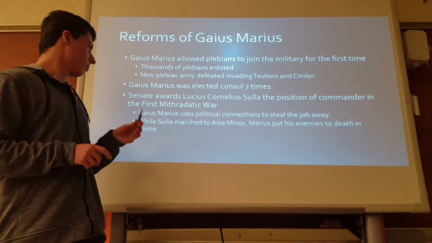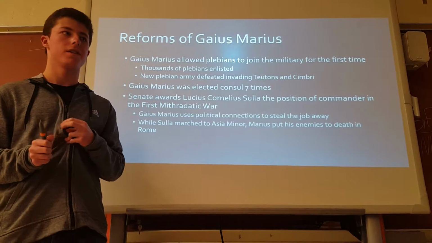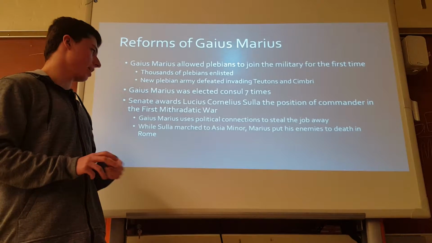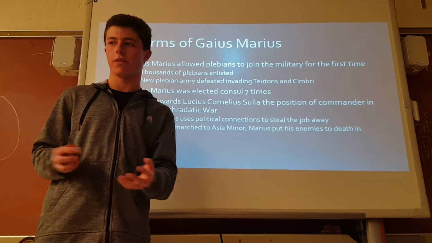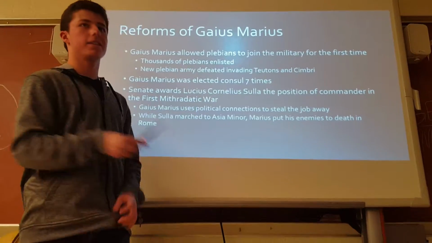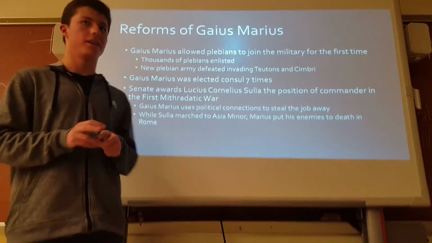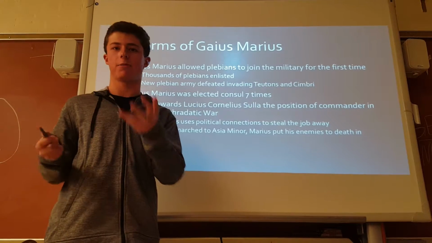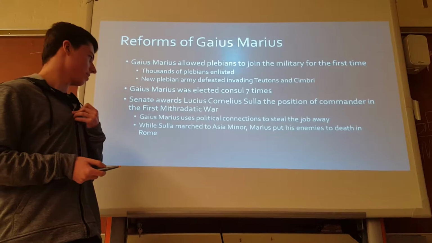Then Rome engages in a war against Pontus, which is the empire to the east, like central Turkey nowadays. It was ruled by a king named Mithridates, hence we get the Mithridatic Wars. This is how Rome takes control of Anatolia. There's an upcoming general named Lucius Cornelius Sulla, yes, that Sulla, and the Senate awards him command in the First Mithridatic War. And it seems a lot like modern politics: Gaius Marius uses political connections, compromises and a bunch of behind-the-scenes dealings to steal the job away, and now he has the job.